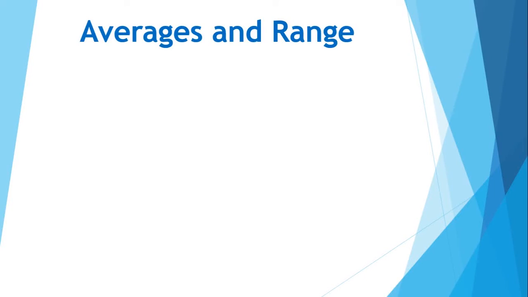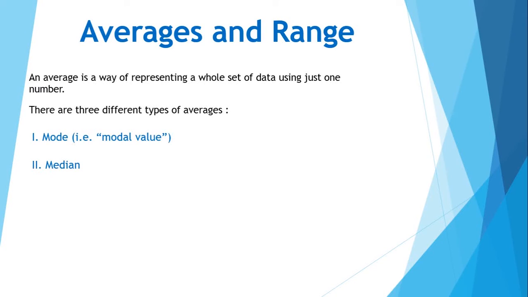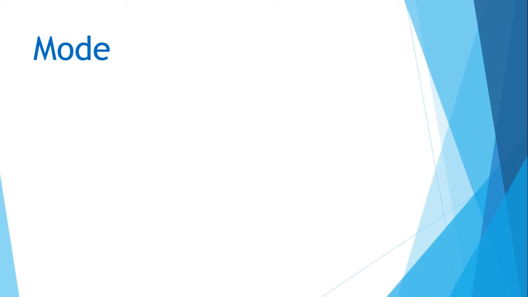So let's get started. First of all, let's talk about two main parts of statistics, average and range. An average is a way of representing a whole set of data using just one number. There are three different types of averages: mode, median, and arithmetic mean.